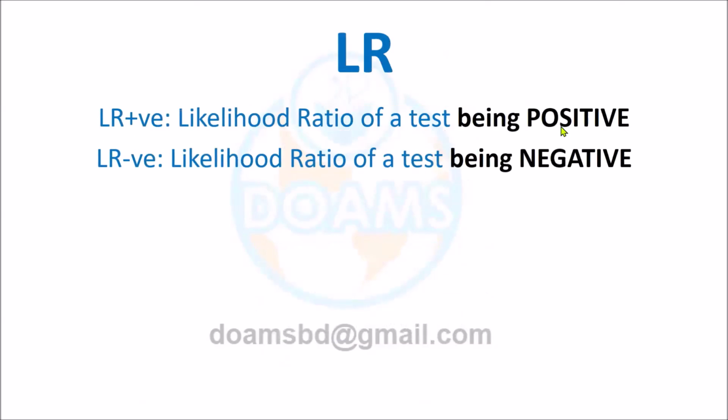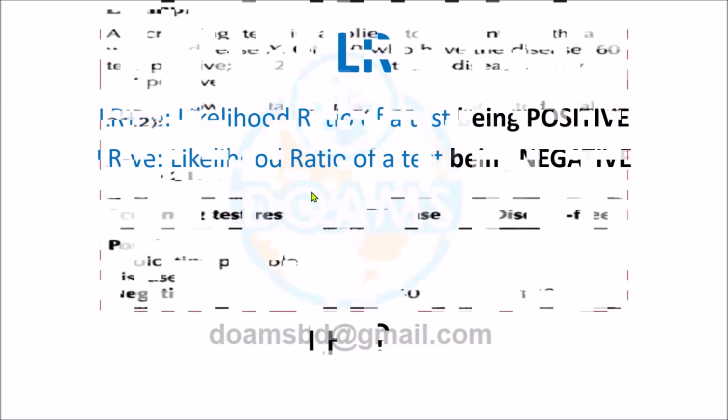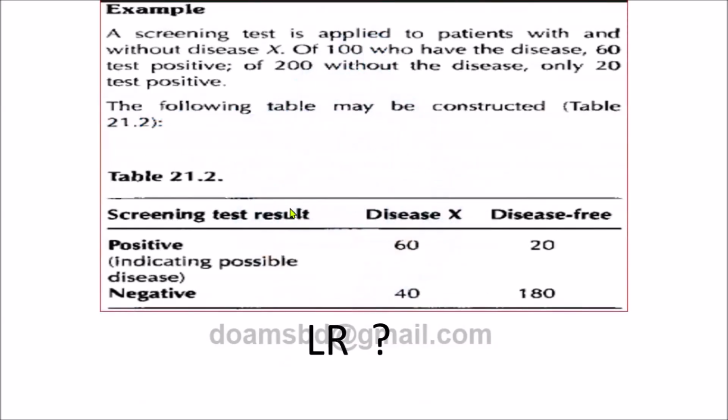That is the word I was uttering: the likelihood ratio of a test being positive is LR positive. Similarly, the likelihood ratio of a test being negative is LR negative. Now, again your previous calculation. Can you calculate the LR, the likelihood ratio, of the same calculation?